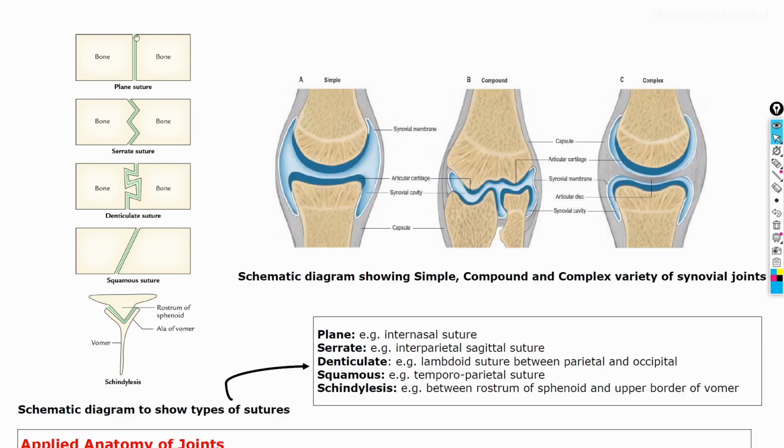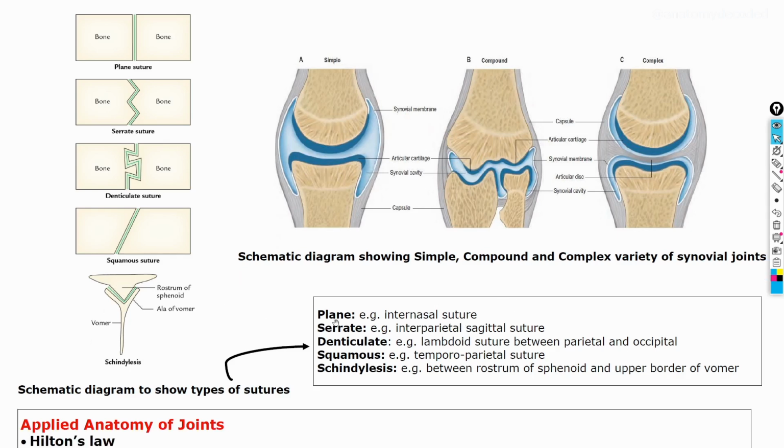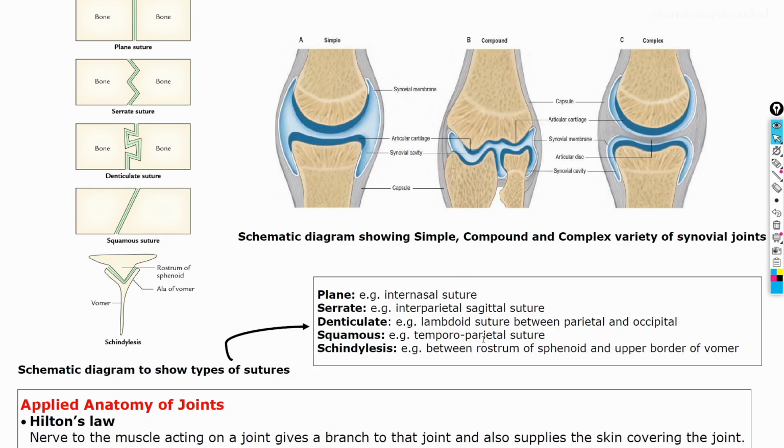And here look at the different types of sutures that we discussed: plane, serrate, denticulate, squamous. There's one more heading called schindylesis. Examples are mentioned here. There's a specific shape here in schindylesis, like a V-shaped articular surface and a corresponding other bone. So different examples of plane, serrate, denticulate. These examples you may not be able to remember now, but when you learn about the head, neck, skull, then you come back here and try to remember the examples.